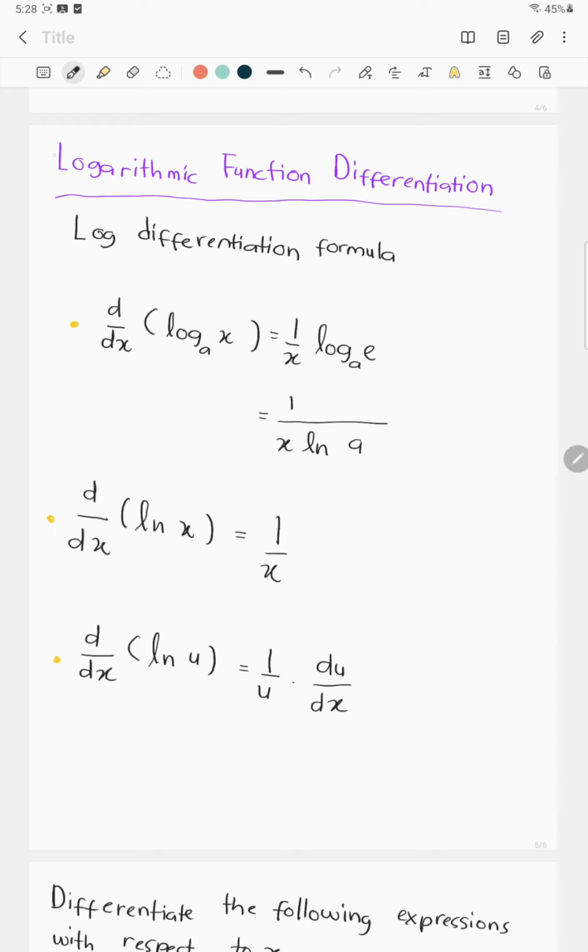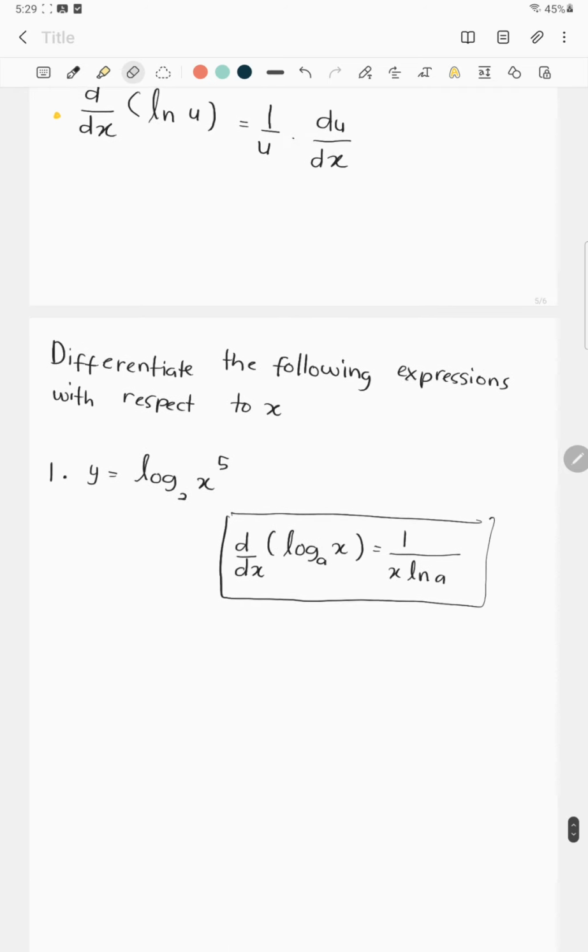Still under differentiation. So now we go for logarithm function differentiation. So this is the formula for log, and this is for ln. ln u means that u is a little bit complicated expression, then we need to use the chain rule. Now we go for the question.